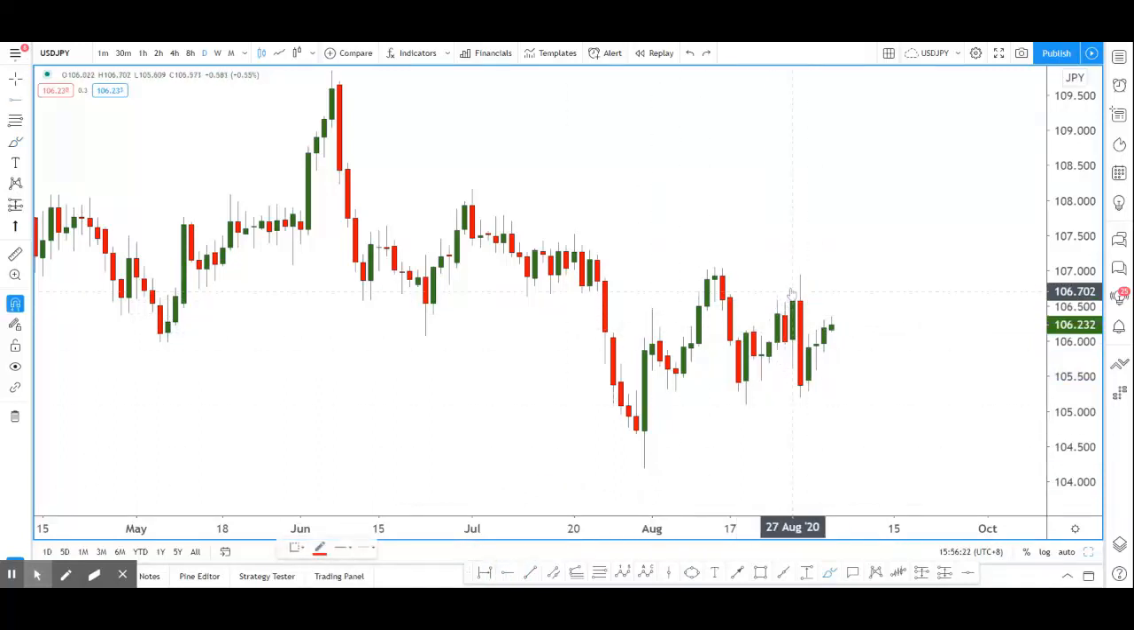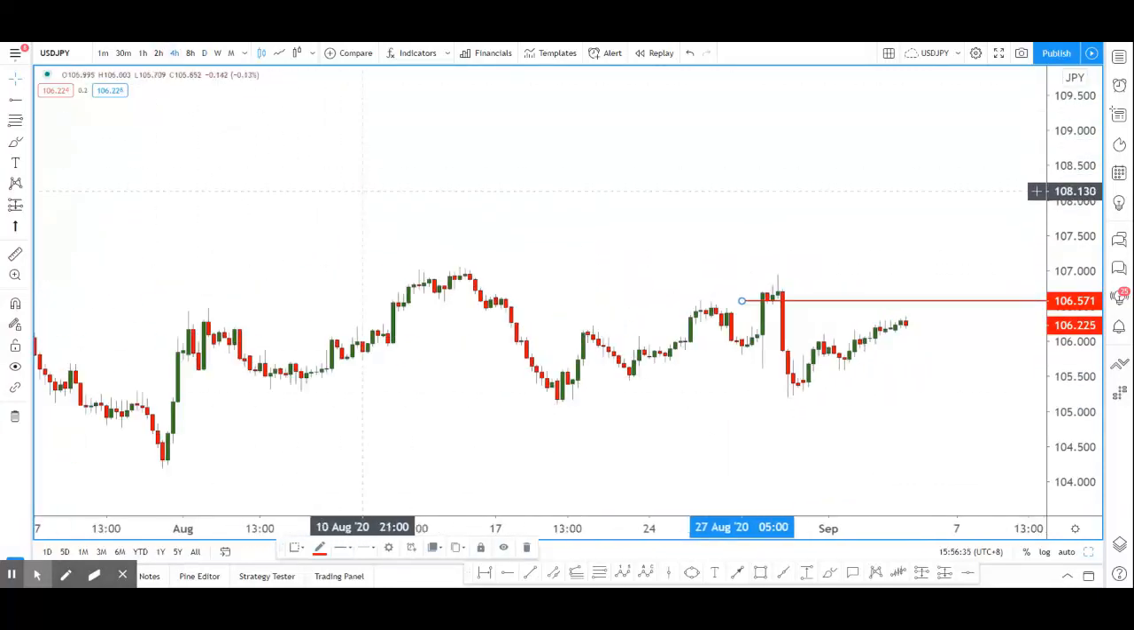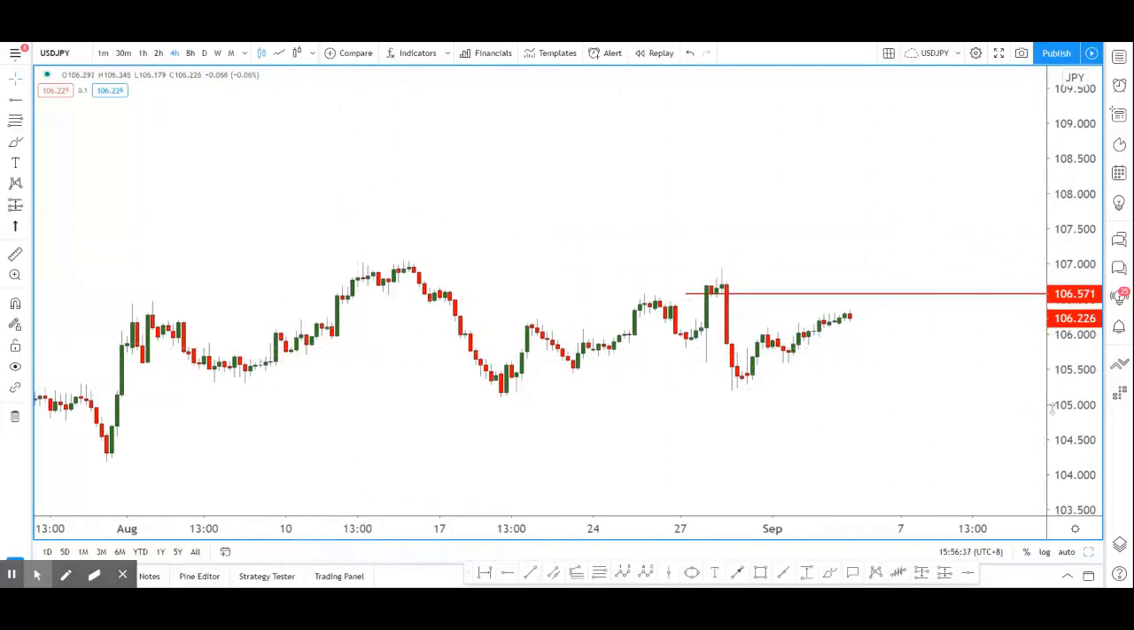I'm just going to go ahead and put in the resistance level. Alright, so we have a resistance at the 106.571 level. Now that we've identified the resistance on the daily, let's quickly go down to the 4 hour to look for intraday opportunity setups.